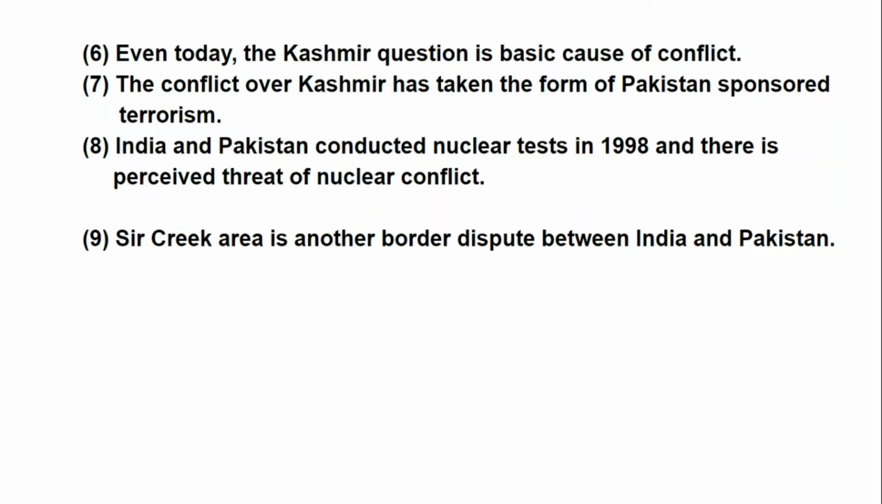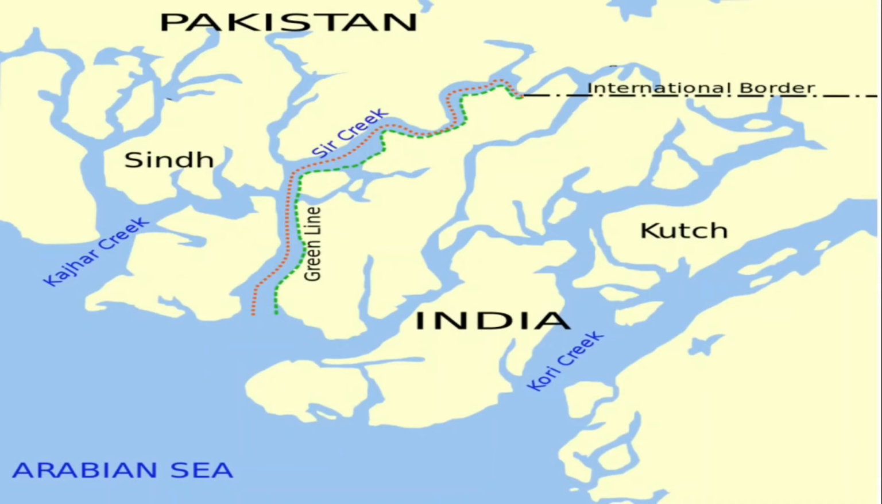One more issue in Indo-Pak relations is the border dispute in Sir Creek area. Here we can see Sir Creek area. Sir Creek is a 96-kilometer tidal estuary in the uninhabited marshlands of the Indus River Delta on the border between India and Pakistan. The creek flows into the Arabian Sea and separates Gujarat state in India from Sindh province in Pakistan.